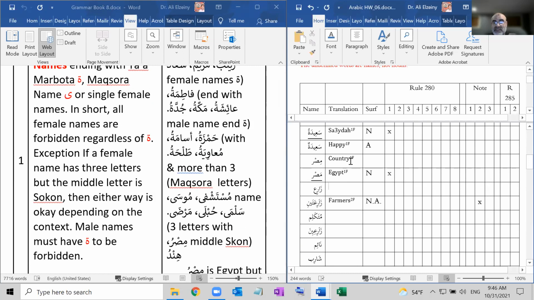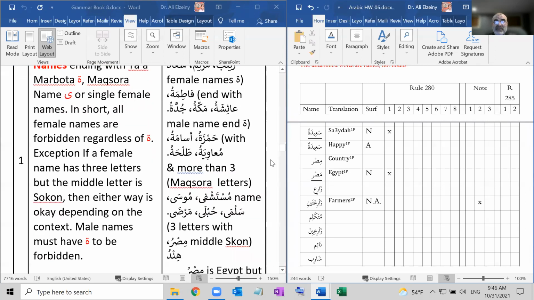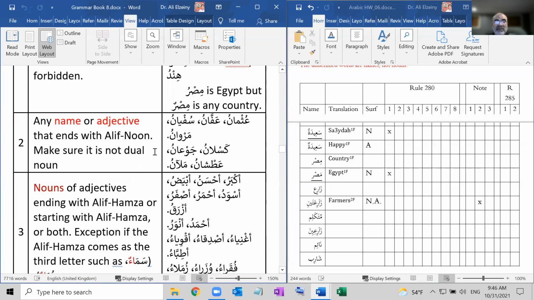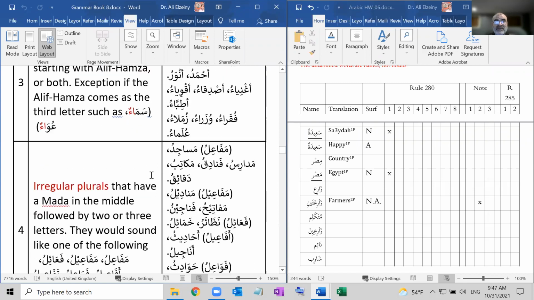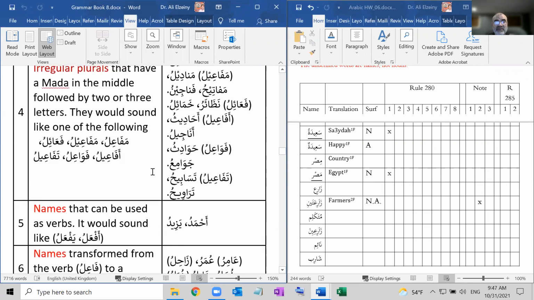How about Misr, which is a country? It's a noun. So we go look here. Is it a female? Is it a name? No. Case number one for names, so no. Case number two, is it a name or adjective ending with alif noon? No. Is it a name or adjective ending with alif hamza or starting with alif hamza? No. Is it a regular plural? No.